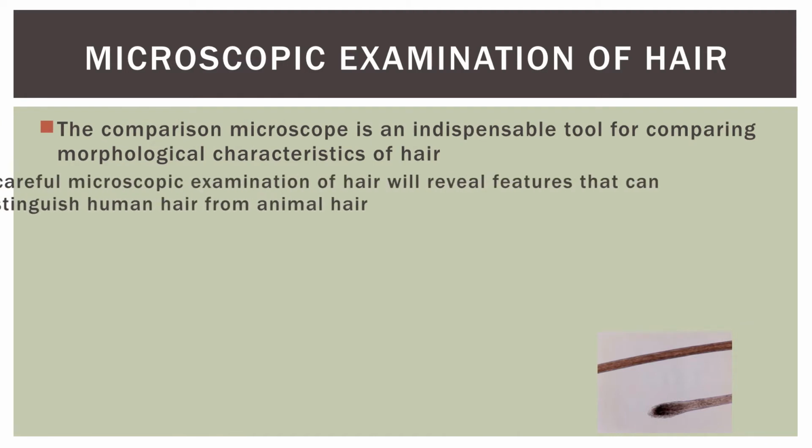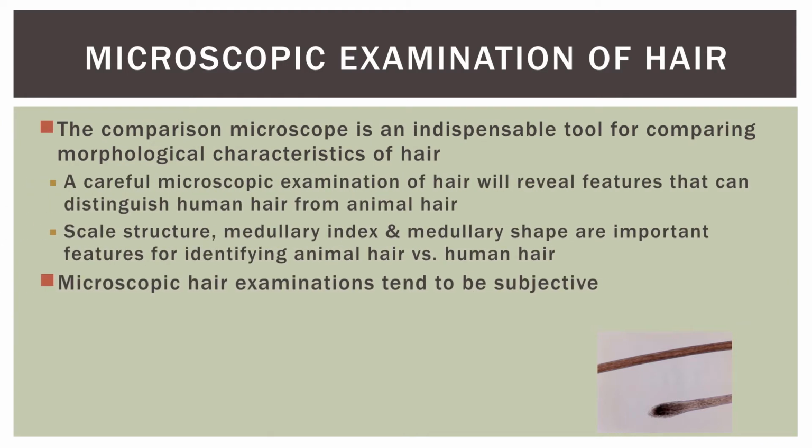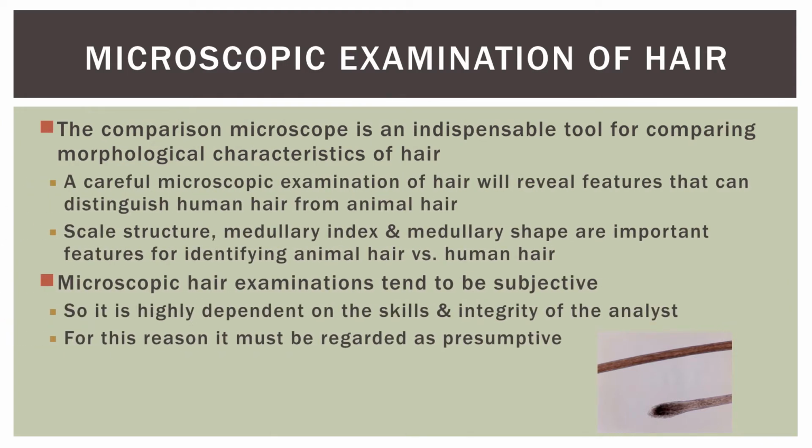To do an examination of hair, they're using a microscope. A comparison microscope is an indispensable tool for forensic scientists comparing the morphology characteristics of hair. A careful microscopic examination of hair will reveal features that can distinguish human hair from animal hair. The scale structure, the medullary index, and the medullary shape are important features for identifying animal hair versus human hair.